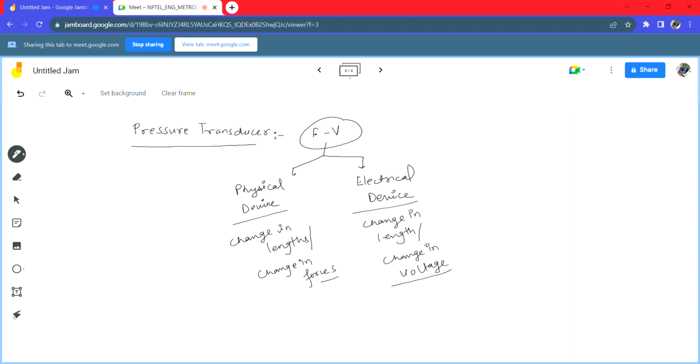So the entire process that we studied, we have broken it down into two parts, wherein for the first part there is a physical device that converts the forces being applied into change in lengths, and then comes the second device, that is an electrical device, which models this change in length into corresponding change in voltages, and then we can easily measure the voltages using normal voltmeters and multimeters.